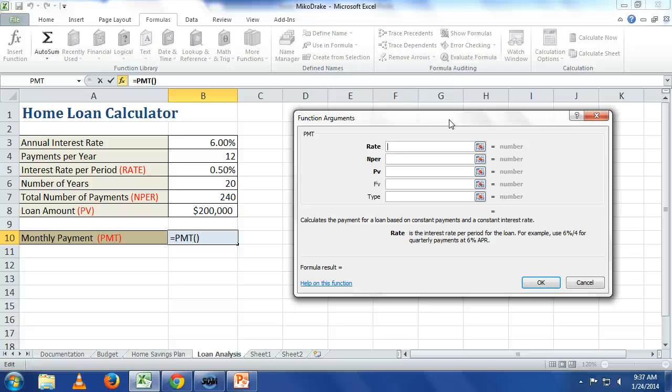I can't remember what the type has to do with. I can't remember what that is right now. But anyways, let's put this in.